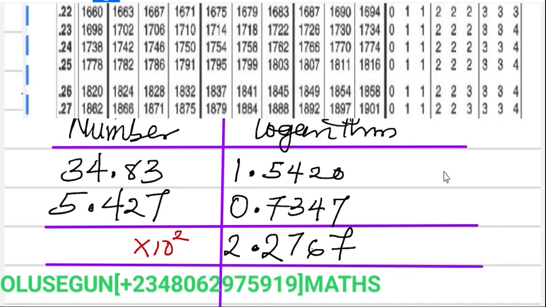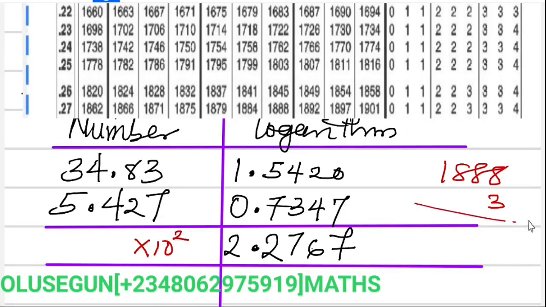1892. Let's write it out. Now under 6, let's count 1, 2, 3, 4, 5, 6. It is 1888, so it's not 1892. Now the difference is 7. You count it: 1, 2, 3, 4, 5, 6, 7.